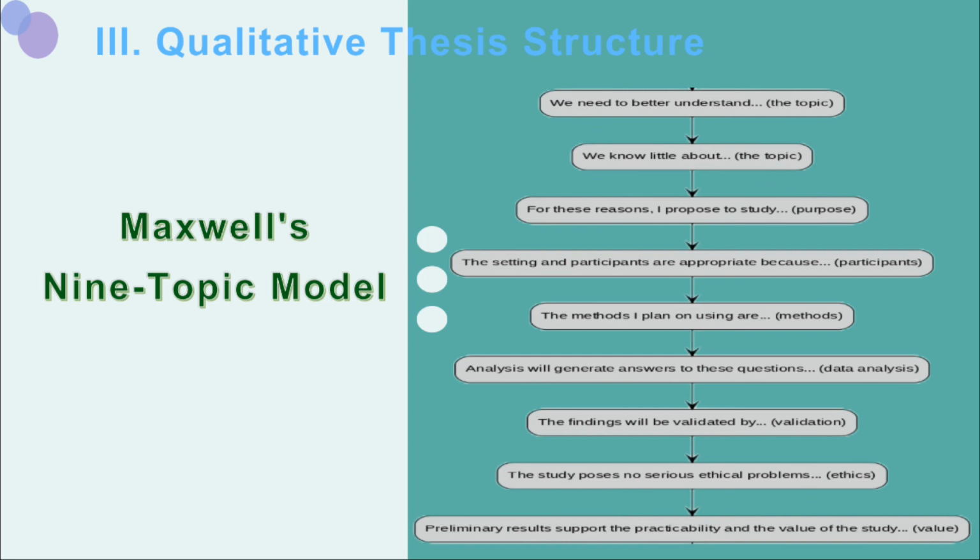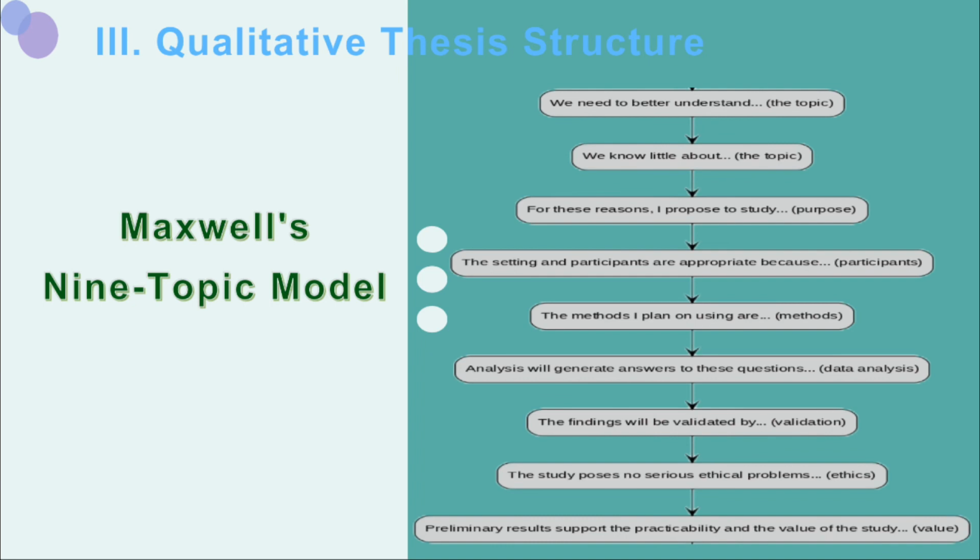Alright, let's move on to section 3, which provides an overview of qualitative thesis structure. On the left side of this slide, you can see Maxwell's 9-topic model. This model lays out a clear progression. First, we identify the topic we want to understand better. We acknowledge what we currently don't know about it. We then state our purpose for the study.